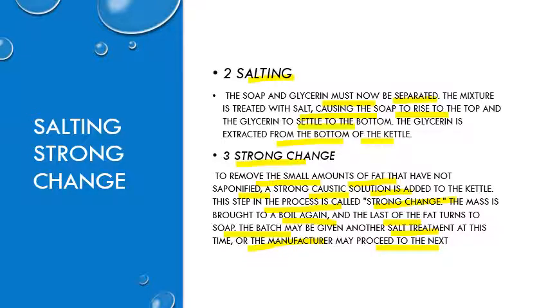So in the third step, if the manufacturer wants, a small amount of the fat which remains unsaponified can be saponified again by adding the caustic alkali solution. Wait for a while, complete saponification takes place, and finally we go for the next step. So it depends on the manufacturer. He can move further to the next step without proceeding with this strong change.